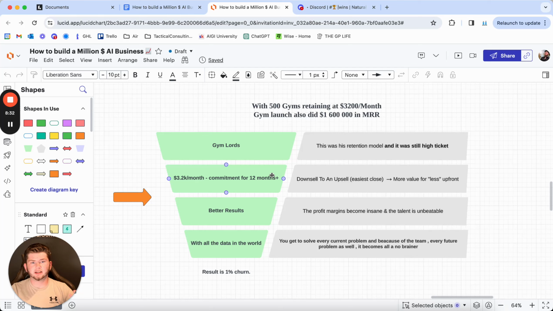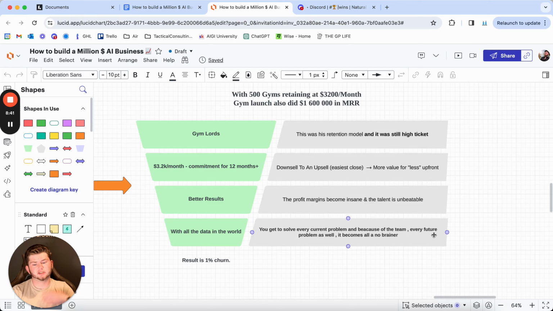It was a cheaper price than they've already paid before, and he's already made them loads of money. So they'd be stupid not to take it. It was super valuable for the price. They got better results because there was just more time to deliver. They had a whole 12 months instead of 4. The profit margins became insane, and the talent is unbeatable.